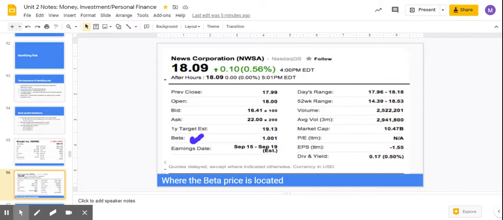And so if you were to compare the performance of News Corporation against those companies, that beta symbol tells you that as the S&P 500 increases by 10%, News Corporation's value will increase by 10% as well. If you have a beta ratio of 1 to 1, which is essentially what News Corporation is here, that tells you that this company's performance and stock performance closely follows that of all the other industries and businesses in the S&P 500.